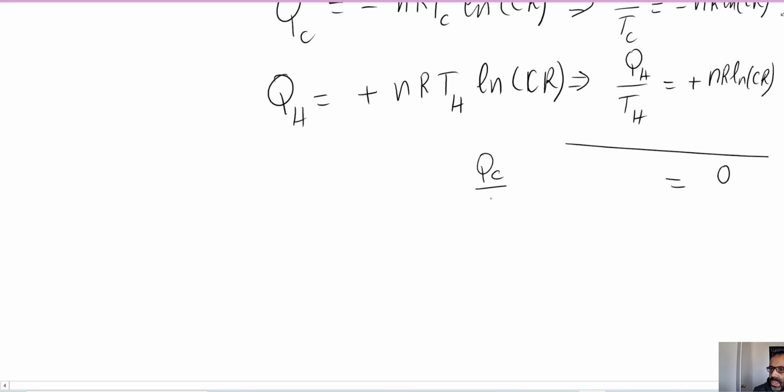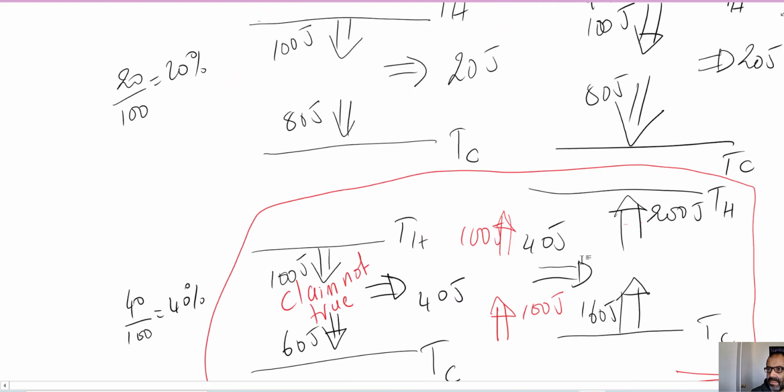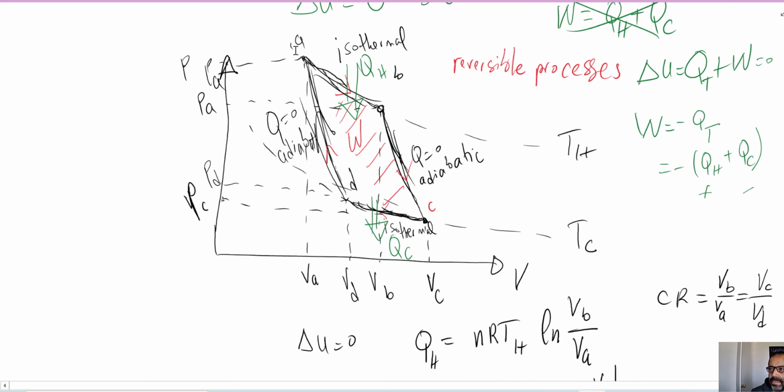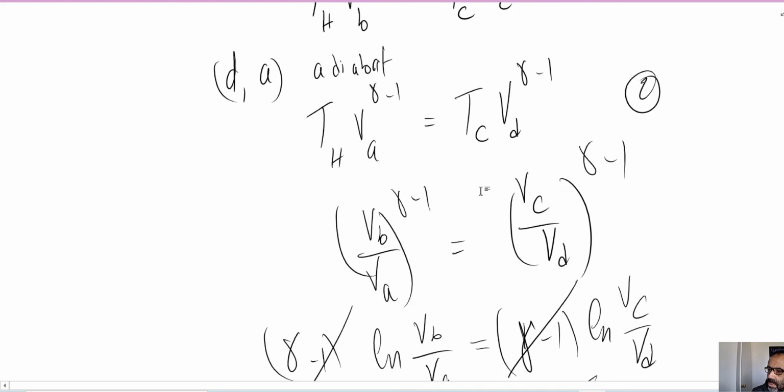So what I end up with is QC over TC plus QH over TH, a quantity that doesn't change in the entire cycle, at least for a Carnot cycle. In other words, if I go from point A and tally the amount of heat over the temperature through the entire process, remember, there is no heat in the adiabatic process. That's why I didn't care to add those two. You can add 0 during the expansion and subtract 0 during the other; it doesn't matter. You're going to end up with 0 added to these two expressions.